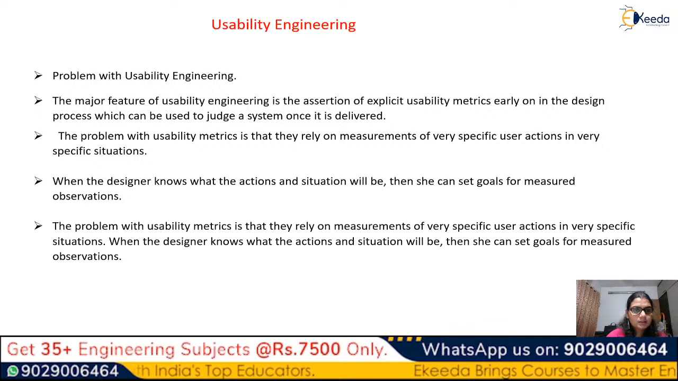Then next, again with the problem with usability engineering: the major feature of usability engineering is the assertion of explicit usability metrics early on in the design process, which can be used to judge a system once it is delivered. When the designer knows what the action and situation will be, then she can set goals for the measured observation. So I know what my actions are. I understand what I have to do.